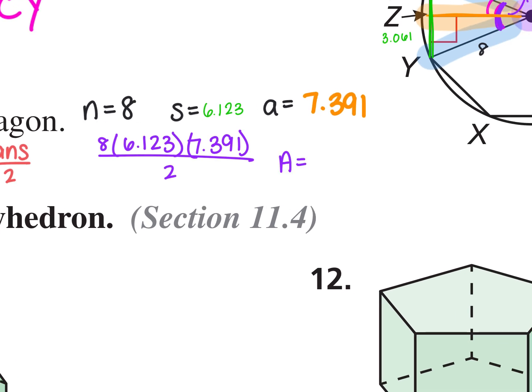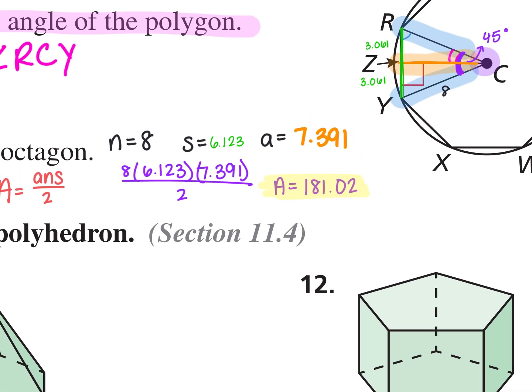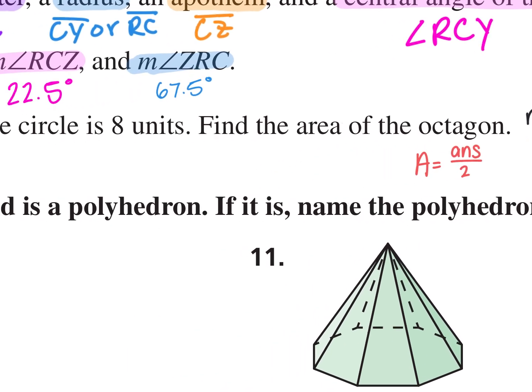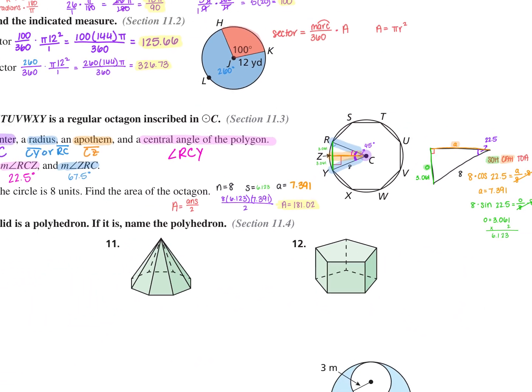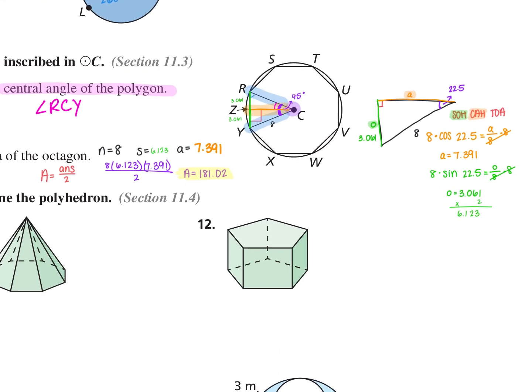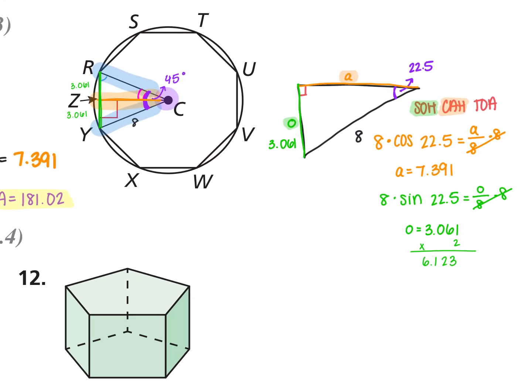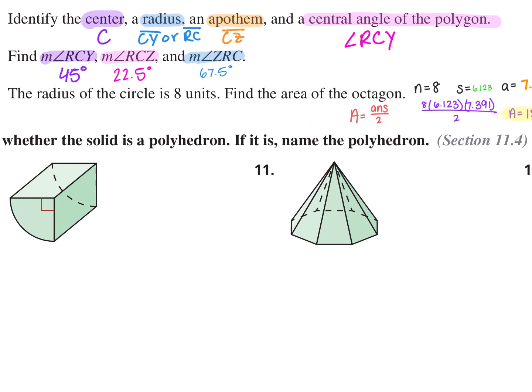My area is going to equal 181.02. We'll leave it like that. 181.0 is fine. Okay, you should have your answer here. Do they give me my units? Units squared. Okay, area is always squared. Any questions on this one? All right, let's go ahead and go to the next ones.